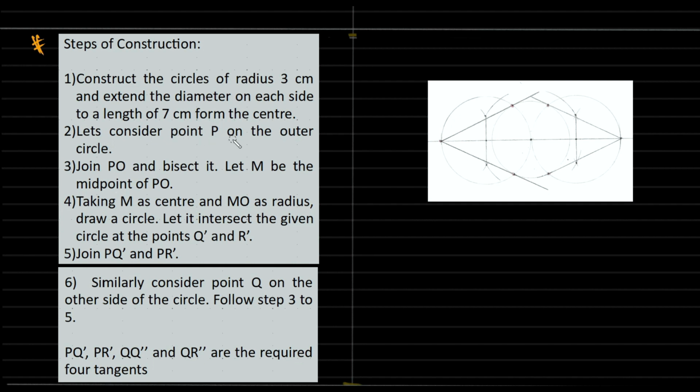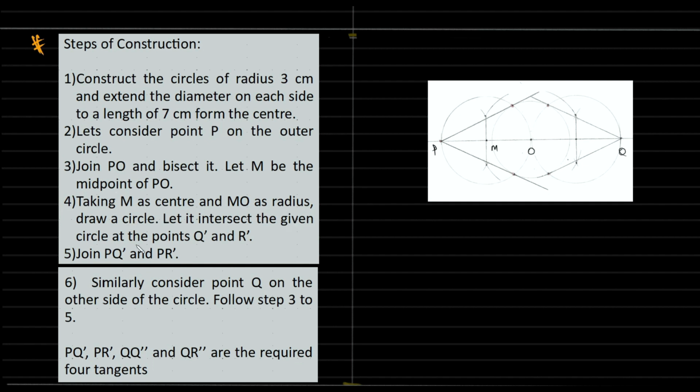Let's consider point P on the outer circle. So this would be P, that would be O, and that would be Q. Join OP and bisect it, which we already did. Right? We have bisected it, and that would be point M. M is the midpoint. Taking M as the center and MO as the radius, draw a circle.